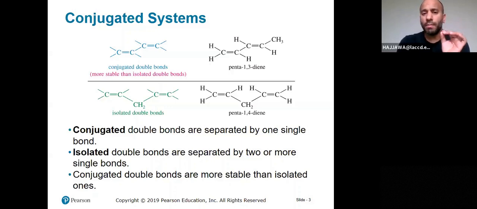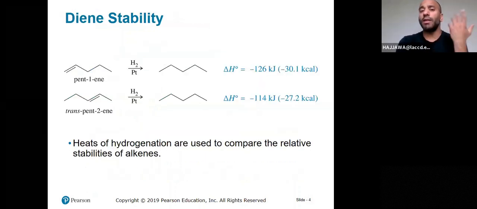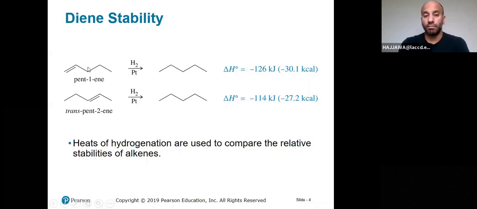So how come these systems are very stable? Using, once again, the hydrogenation reaction: if I see a simple alkene, the mono-substituted one will give me a heat of about 126 kilojoules. The di-substituted one will give me about 114 kilojoules. So I can tell that the di-substituted is more stable than the mono-substituted.